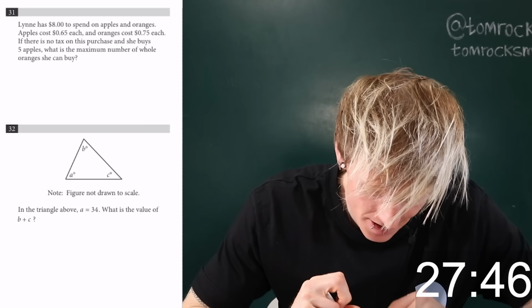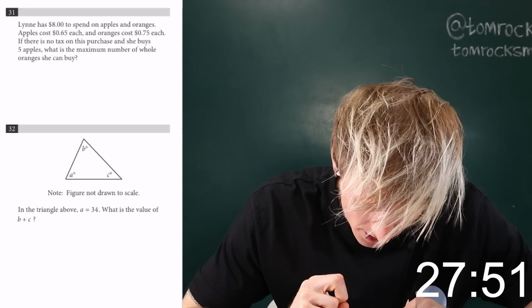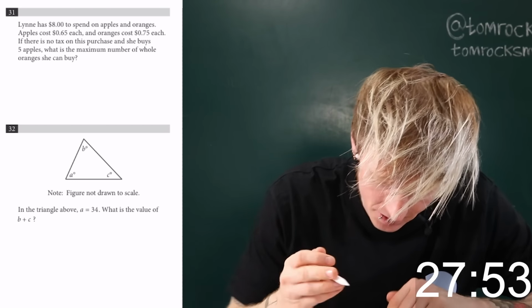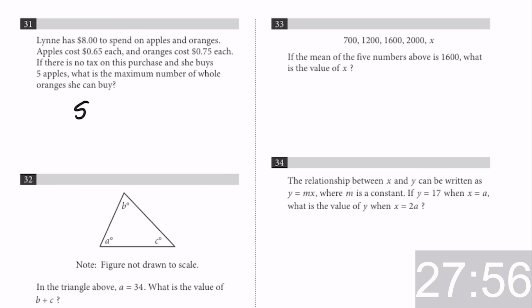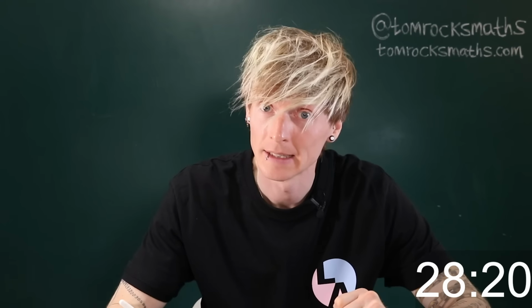Good on you, Lynn. Eating healthy. Apples cost 65 cents. Oranges cost 75 cents. If there is no tax on this purchase and she buys 5 apples. Okay, so she's buying 5 apples, which is 5 times 0.65. So that's going to be $3.25. And her total is $8, so she's got $4.75 left. What's the maximum number of oranges? They're 75 cents. So she can get 6. 6 lots of 75 would be $4.50. So I think 6 oranges is the maximum Lynn can get. Good haul.